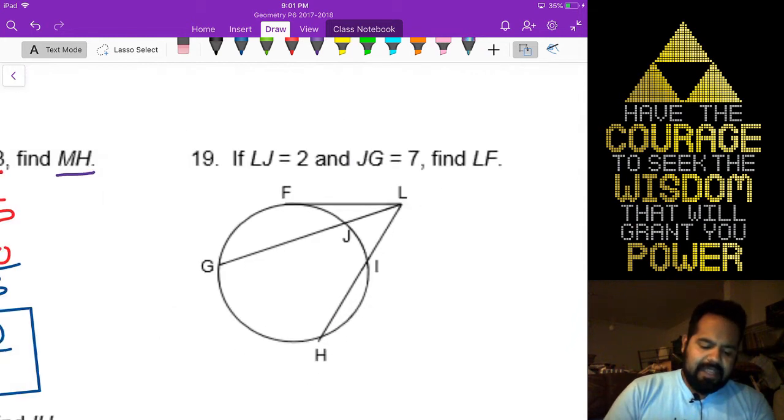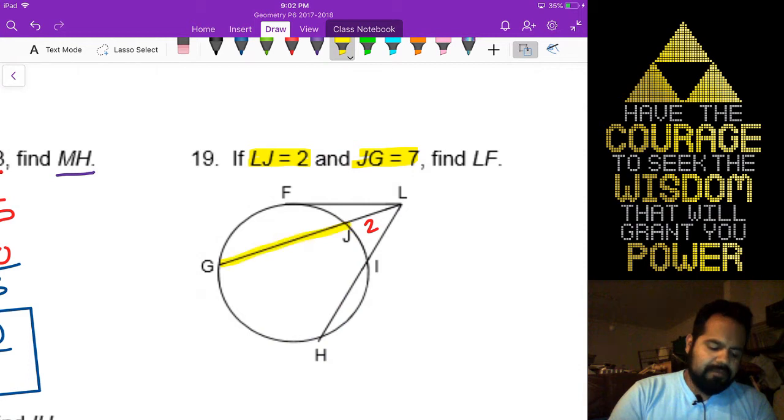All right. LJ, let's see here. That is a unit of 2. And then JG is 7. Why didn't I do that? What is wrong with you, Miguel? There we go. 7, 2. Cool. I'm asking you to find LF.